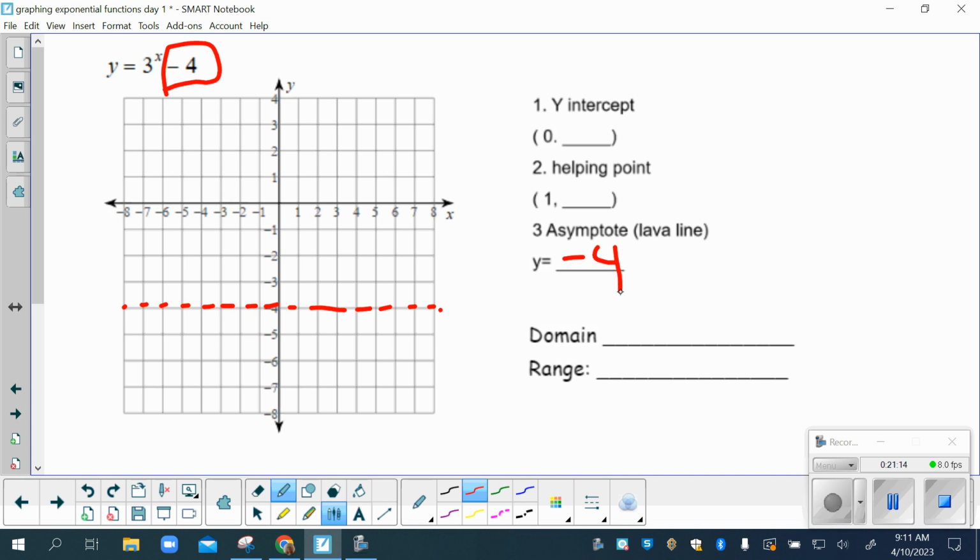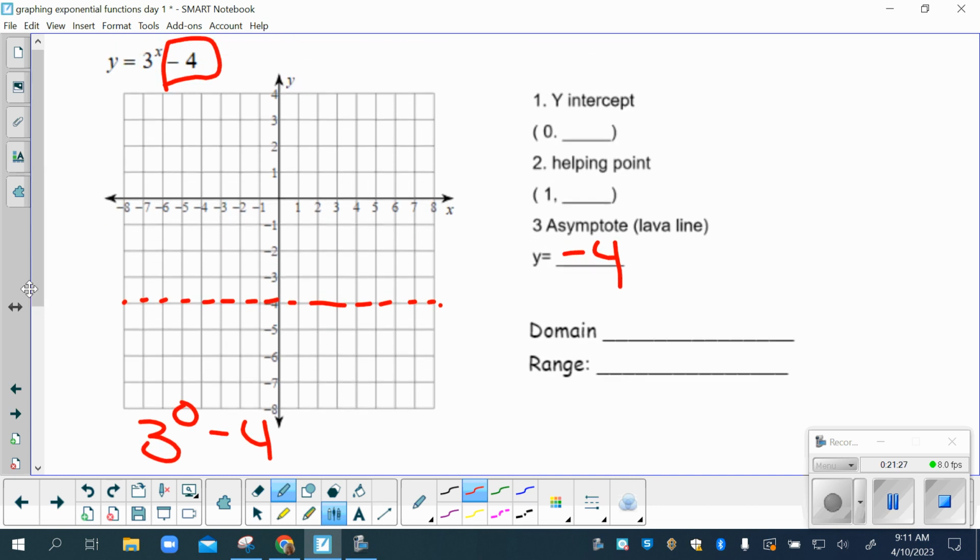Now what I'm going to do is get some helping points. So I am going to plug in 0. So I actually do it: 3 to the 0 minus 4. Anything to the 0 power is 1. So it's going to be 1 take away 4, or -3.